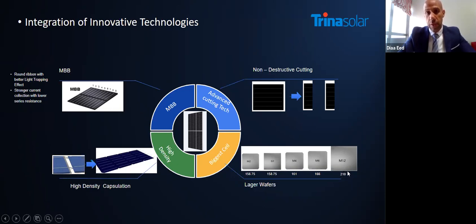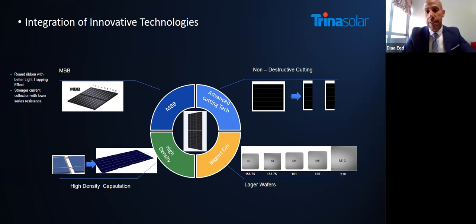So we are talking about the biggest wafer that exists in the market right now, which is M12, 210 mm. This helped us to have multiple busbars. As you know, when you have multiple busbars, you have a round ribbon, which has a better light-reflection effect, gives you stronger current collection with a lower series resistance, because you give a longer busbar for the current to go through the MPP. So multiple busbars are one of the benefits that help you get the series current with a lower resistance, which gives a higher efficiency for the module.